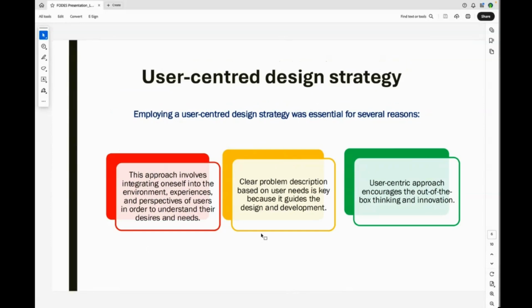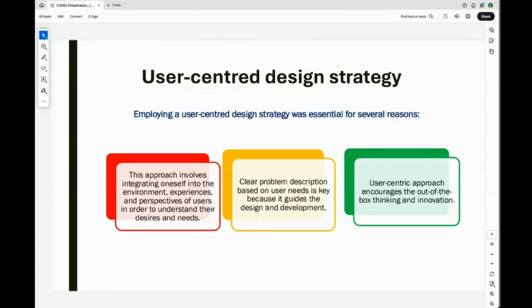And another lesson is using a user-centered strategy. User-centered design is one of the fundamental principles of design thinking. So this approach involves immersing yourself into the environment, experiences, and perspective of users in order to understand their needs. And what I've realized is one interview is not enough. In my case, I had to conduct unstructured interviews, semi-structured interviews, and focus group discussions. When I was done designing and developing a prototype, I had to do heuristic evaluation using the prototype. So you can see I've used multiple methods.